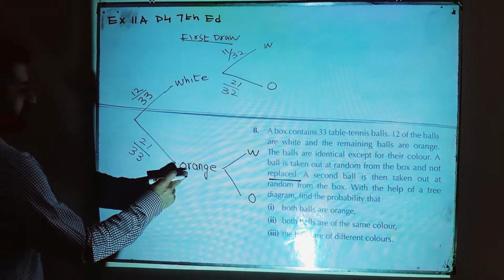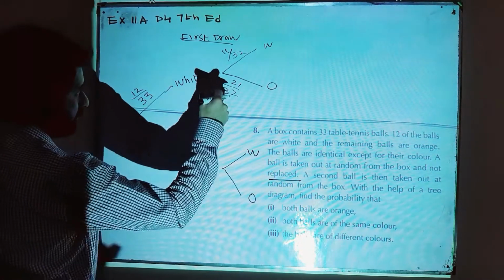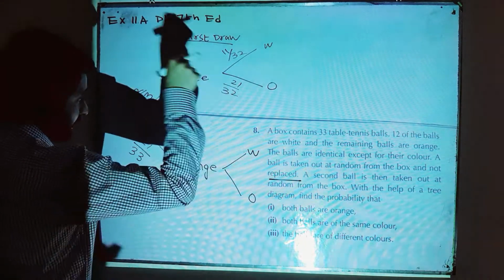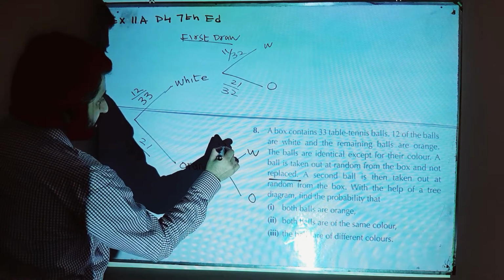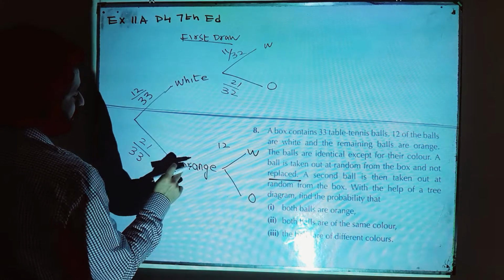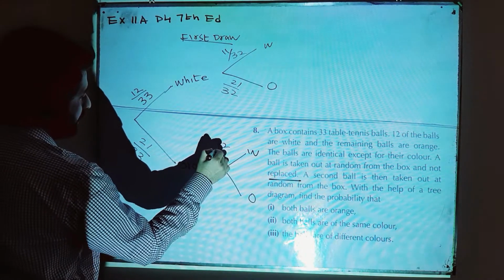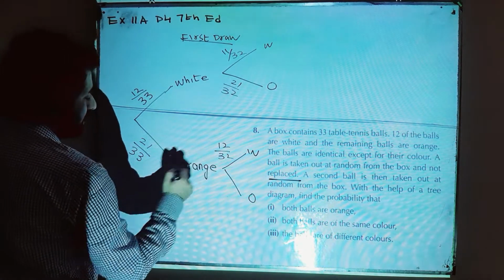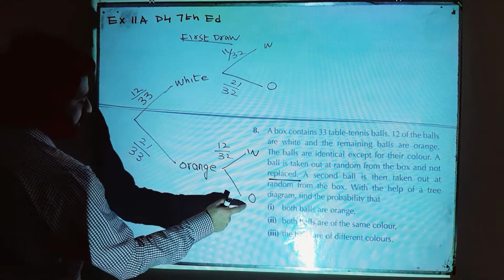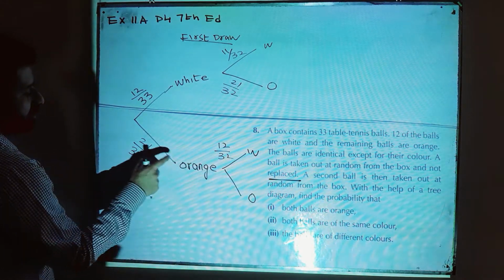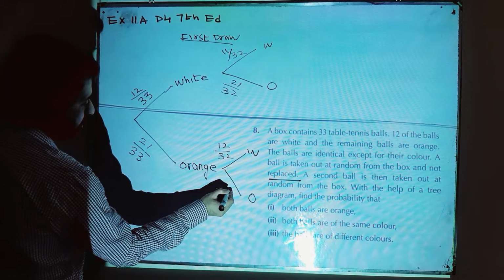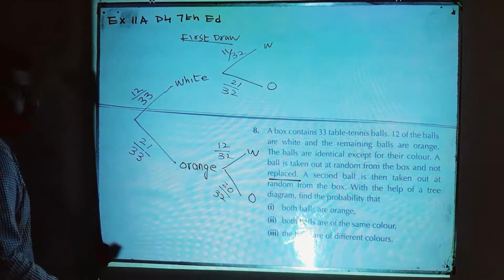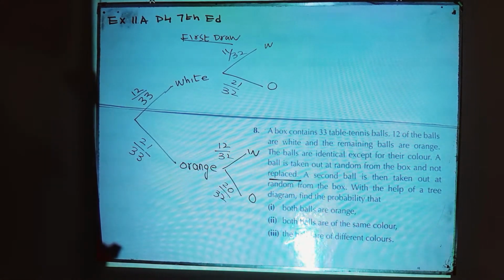Now if the first ball is orange, then the probability in the second draw that you will have a white ball is the number of white balls, because the first ball is orange, so the number of white balls is the same. Out of a total that is now one less because one ball is taken out, so it is 32. And if the first ball is orange and the second one is also orange, because one orange is taken out, one orange will be less. When you draw it the second time, it will be 20 orange balls out of 32. Now this is the probability diagram.